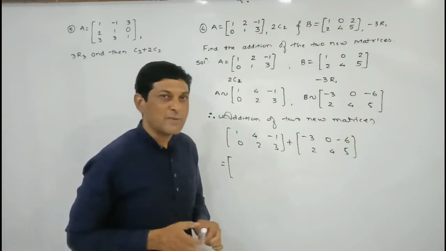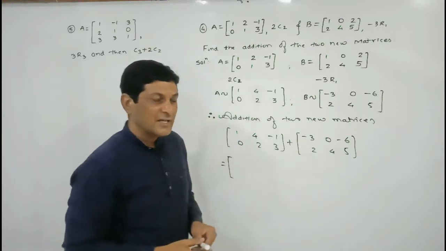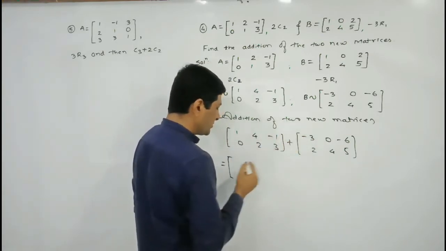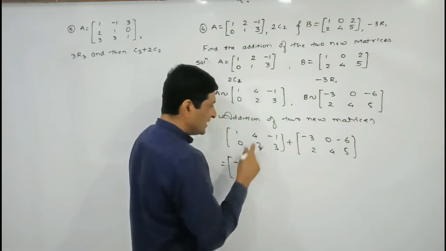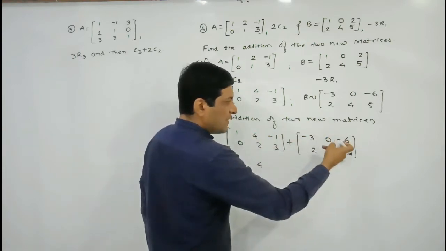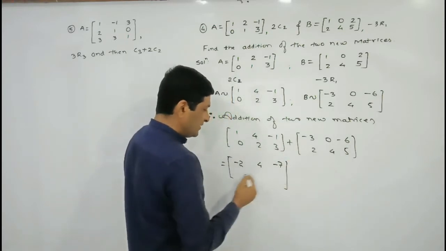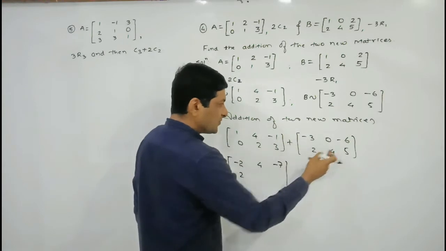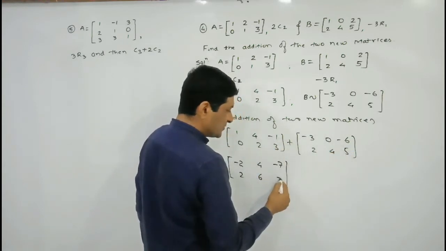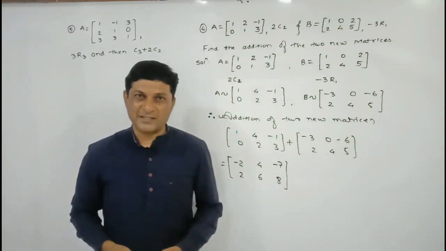Whenever we take the addition of two matrices, simply take the addition of corresponding elements. So here take the addition of corresponding elements. 1 minus 3 is minus 2, then 4 plus 0 equals 4, minus 1 minus 6 equals minus 7, then 0 plus 2 equals 2, 2 plus 4 is equal to 6, and 3 plus 5 equals 8. In this way we have taken the addition of the two new matrices.